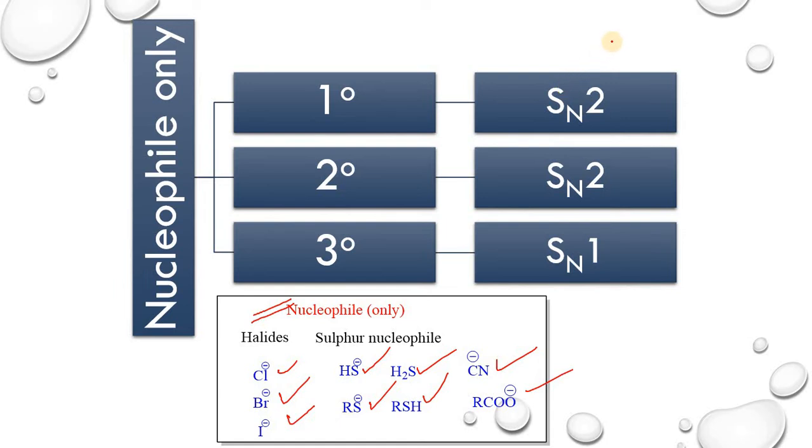There is no elimination reaction. In this case, there is no competition between nucleophilic substitution reactions and elimination reactions. So here there is no elimination reaction. If you take primary alkyl halide, SN2 only. In secondary, SN2. In tertiary alkyl halide, you can find SN1 type of mechanism. Okay, this classification is very, very important. If you take only nucleophiles, they can act as only nucleophile. You cannot find elimination reactions.